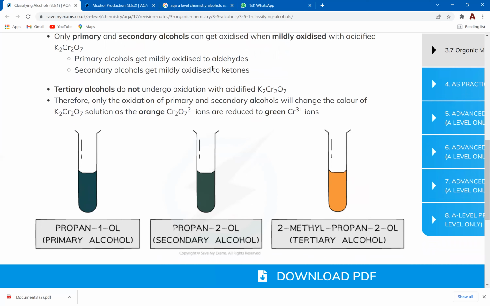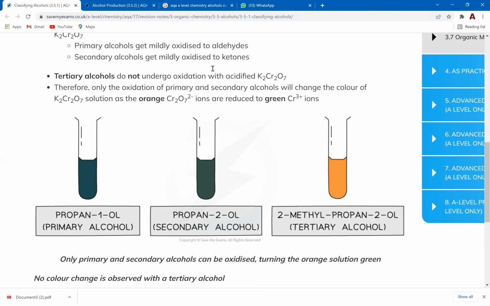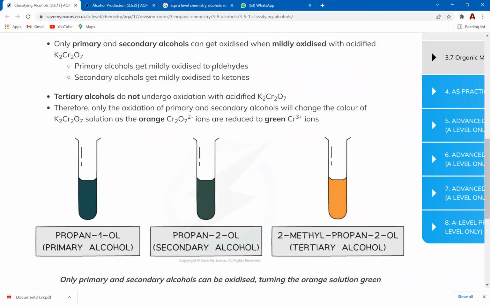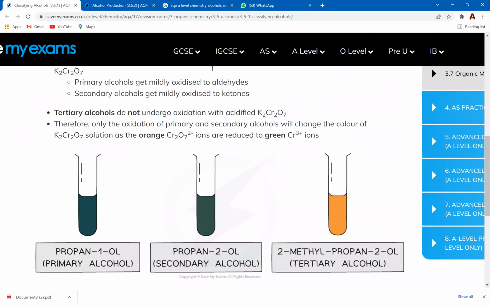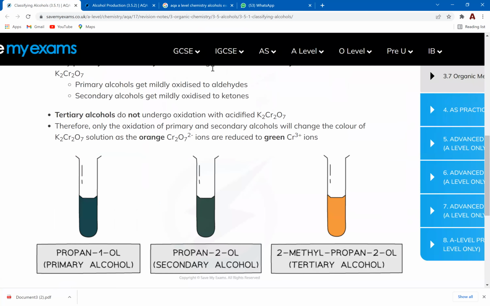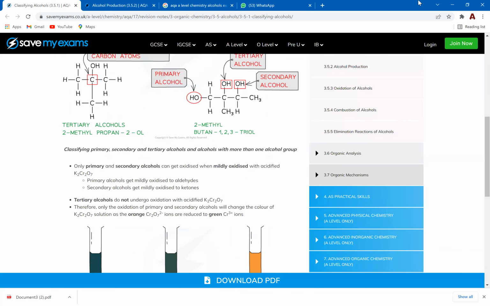So you should just know about these changes in colors, that potassium dichromate turns from orange to green if it reacts with an alcohol. Similarly, there's another oxidizing agent, KMnO4, potassium permanganate, which turns from purple to colorless if it reacts with an alcohol, that is, if the alcohol gets oxidized.